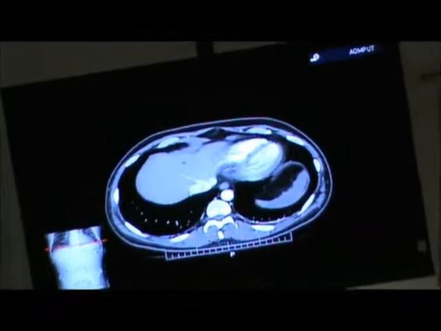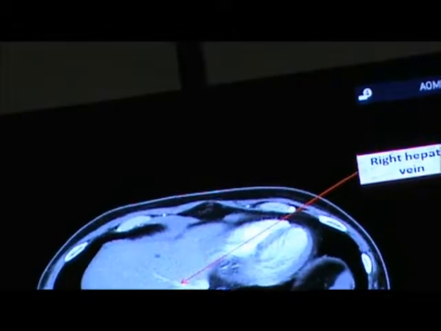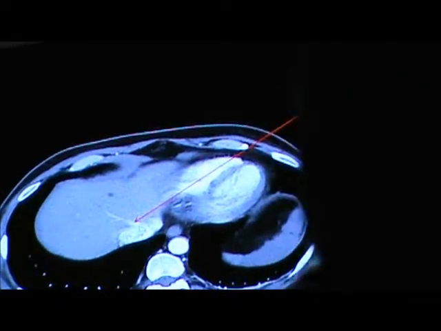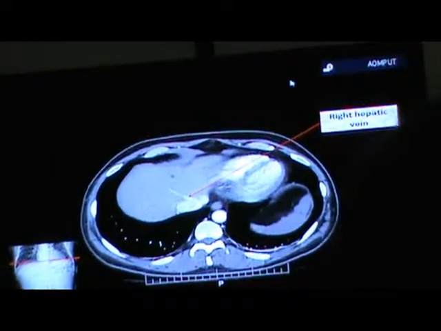If we go a little more inferior, we can see a cut through the liver and one of the hepatic veins approaching the inferior vena cava here. So this is one of the hepatic veins. Because it drains the blood from the right of the liver, this must be the right one.